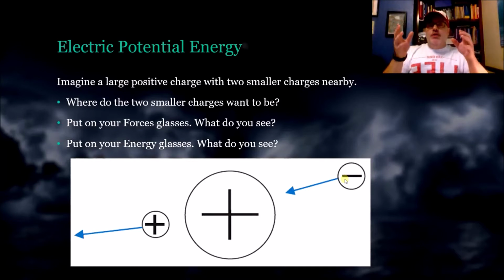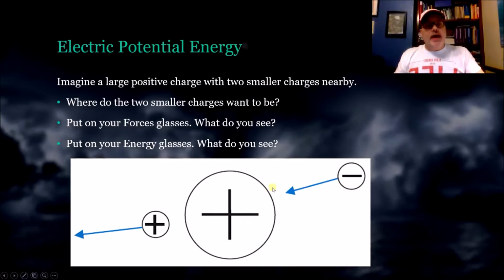If you put on your forces glasses and you take a look at this, you'll see electric force. You'll see that this negative charge is attracted, and there's an electric field that's going outward from this positive charge, and this one receives an electric force in the opposite direction of the electric field. And likewise over here, this is a positive charge, it's repelled, the electric field is outward from this big positive, so this little positive charge gets a force outward.